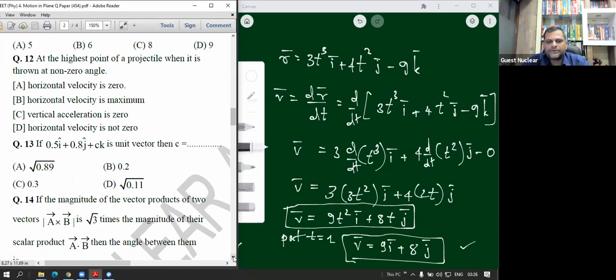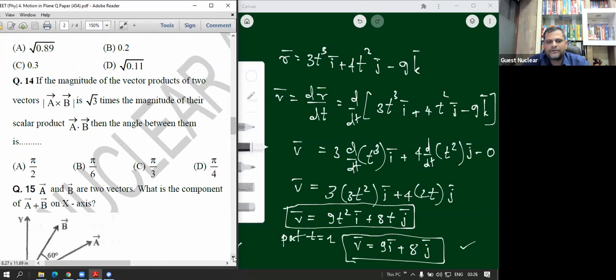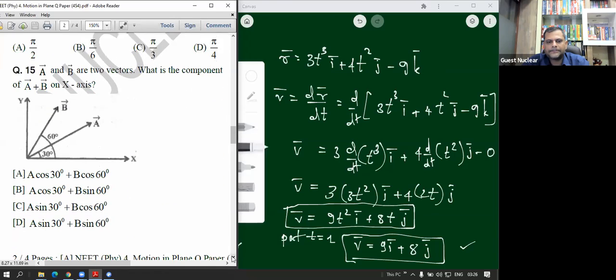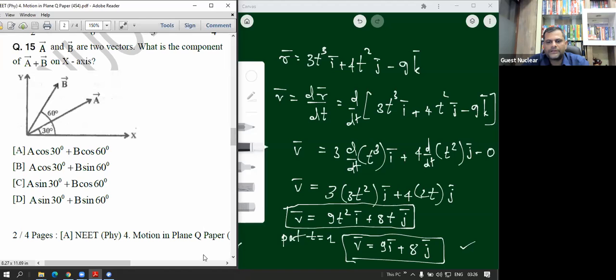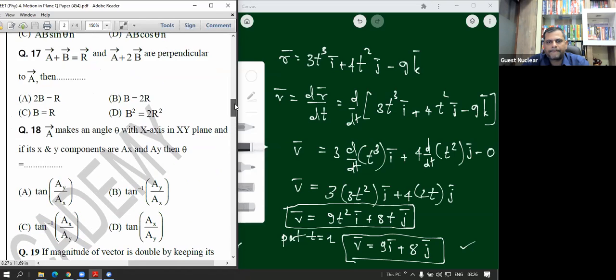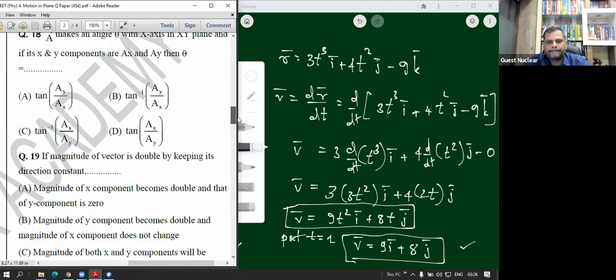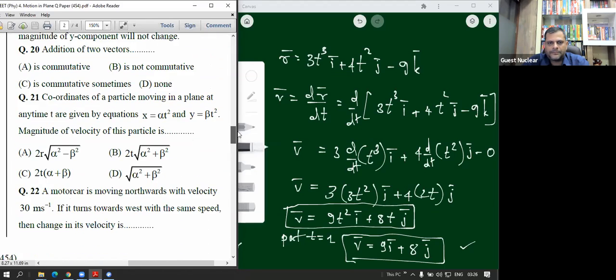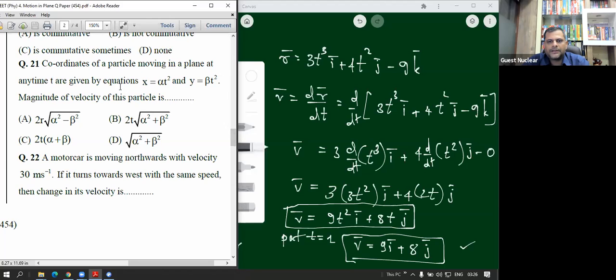These are the questions from vectors actually, which already we have completed recently. So we'll not go into that. And this we have already done last time. कल के लेक्चर में हमने ये किया था, याद होगा आपको. Okay.